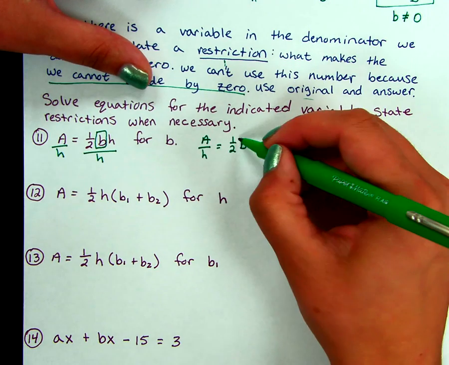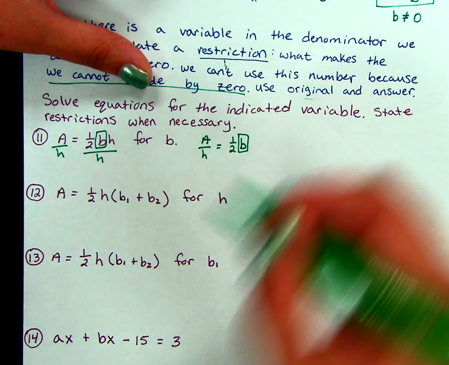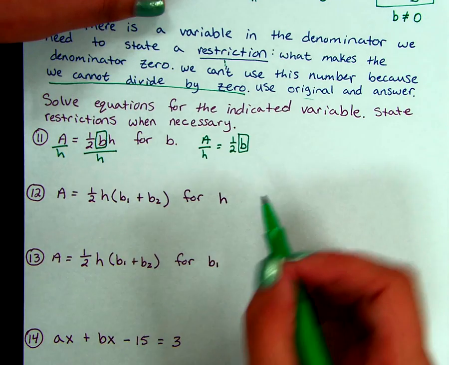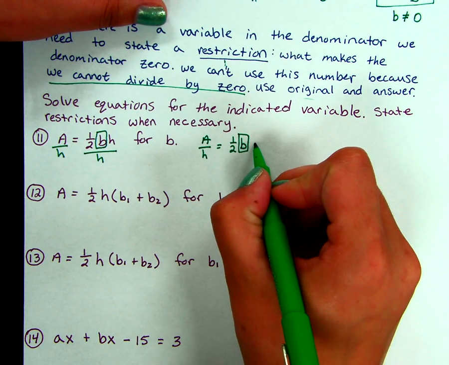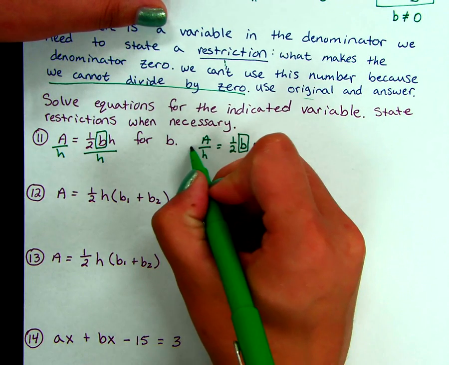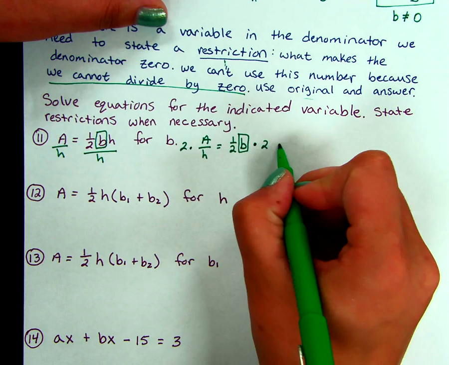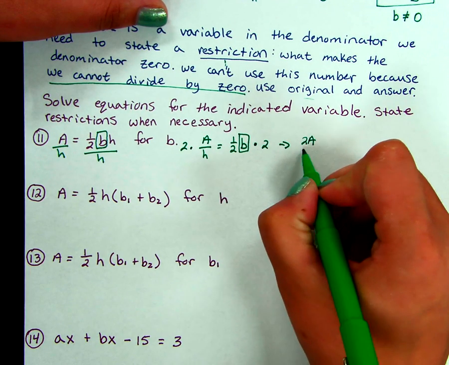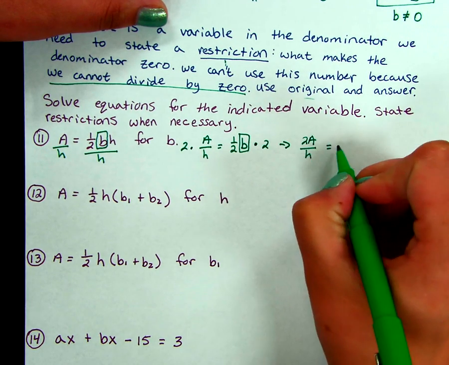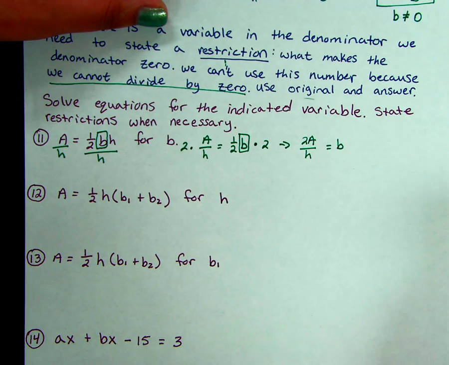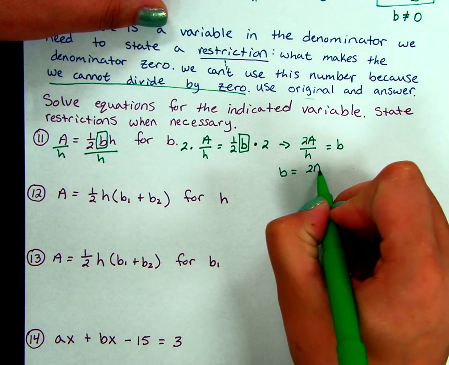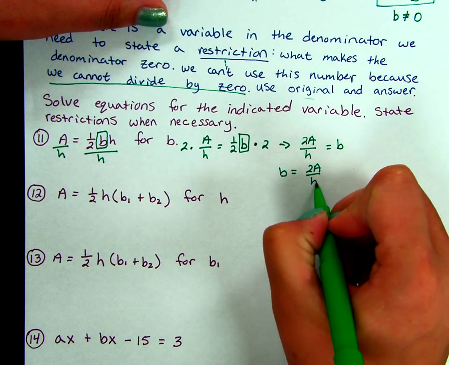Again, we're trying to get B alone, so now I need to get rid of this 1/2. Just like before, we're going to multiply by its reciprocal, so we're going to take both sides times 2. Now we have 2 times A divided by H equals B. So our B is alone. I'm just going to rewrite it in the proper form: B equals 2A divided by H.